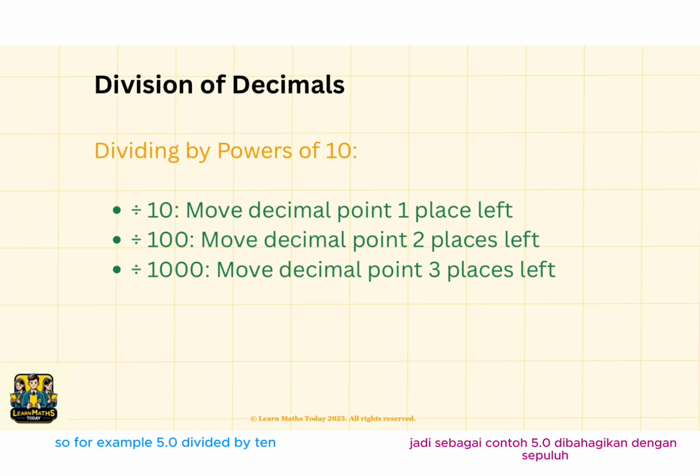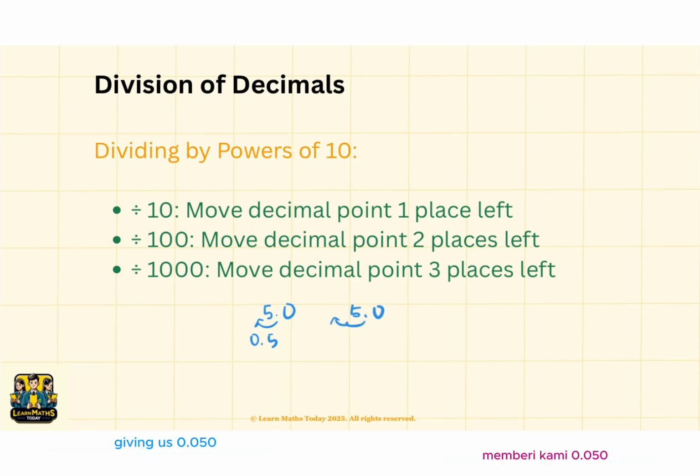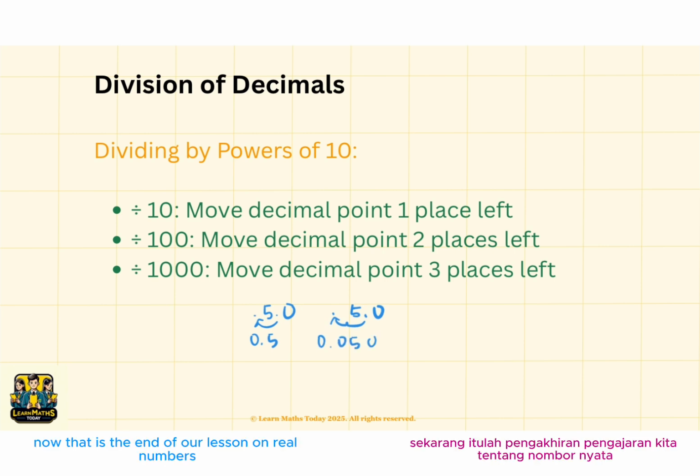So for example, 5.0 divided by 10, we will move it one place to the left, giving us 0.5. If we divide it by 100, we will move it 2 places, giving us 0.050. Now that is the end of our lesson on real numbers.